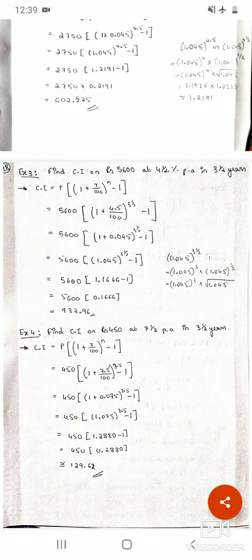Hi everyone, welcome back to commercial arithmetic classes. In the previous class we had studied three problems of compound interest. So today we will continue with the problems.